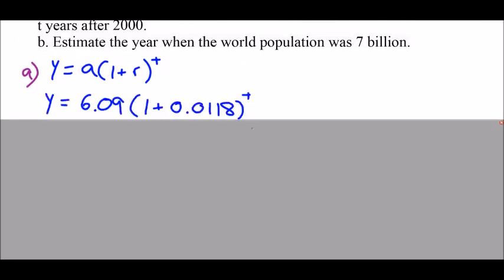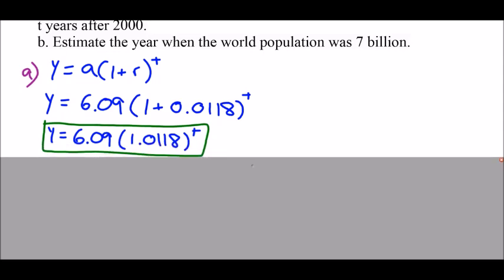So we're going to use 6.09 to represent the initial amount. The value of R is going to be 0.0118, because in the problem it was given to us as a percentage, but that needs to be converted into a decimal. So you have to move the decimal point over 2 places. So finally, here is our growth model for this question.